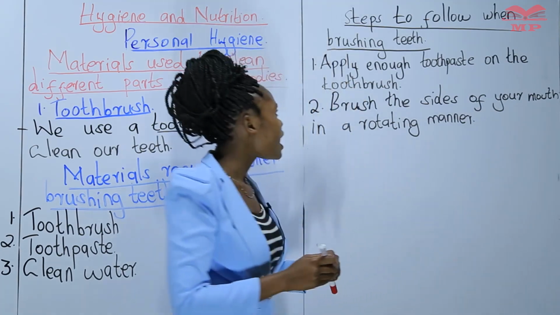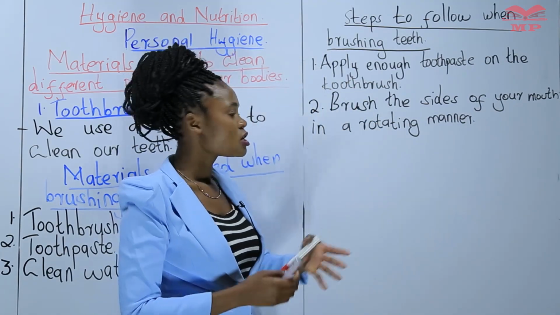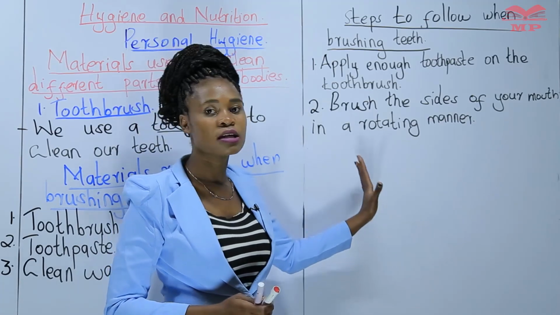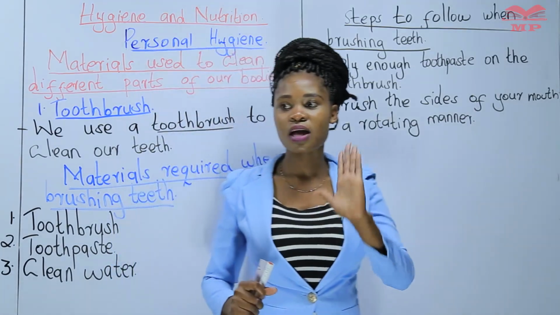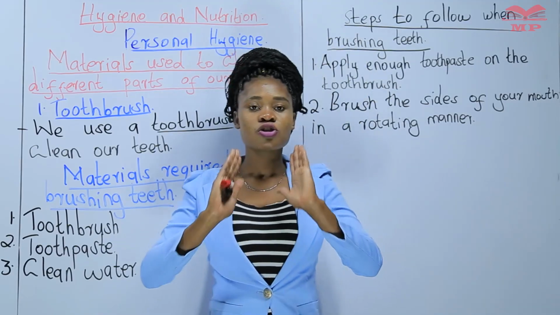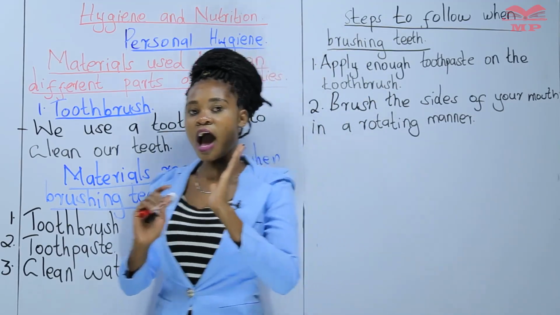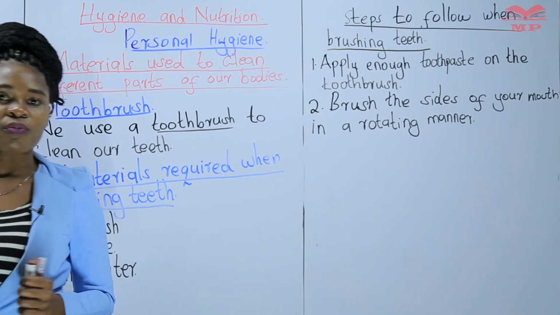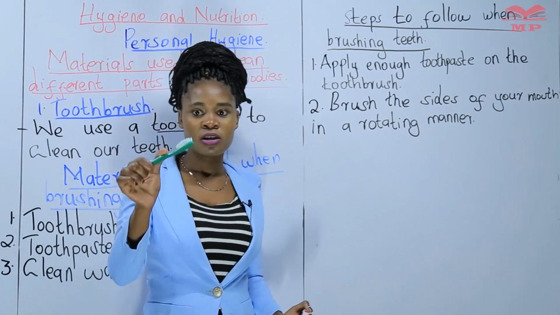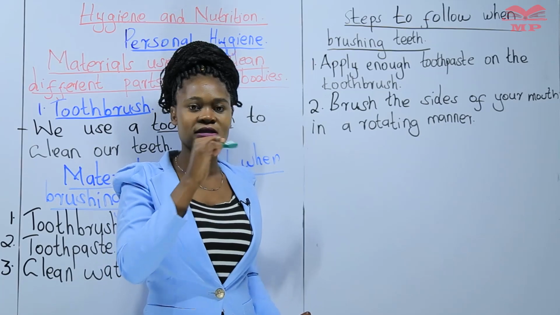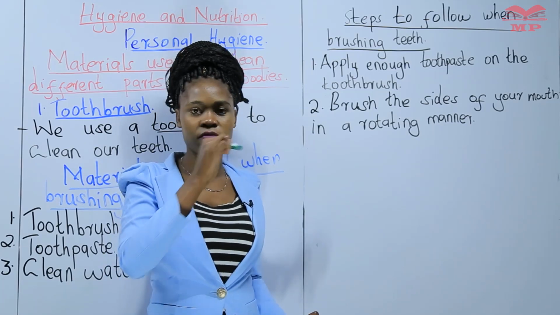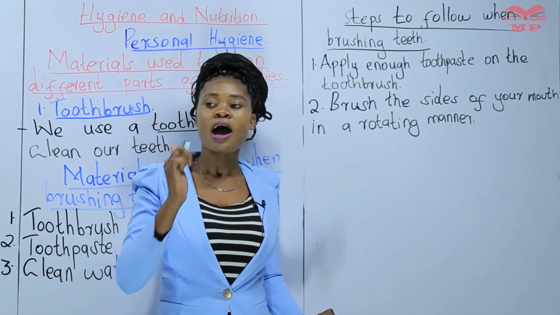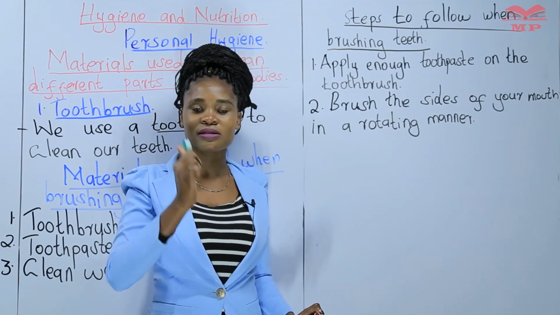So after you apply enough toothpaste on the toothbrush, you start by brushing the sides of your mouth in a rotating manner. The sides of your mouth are this side and this side. So you brush both sides in a rotating manner. Here is my toothbrush. This is how you brush it in a rotating manner. Brush this side and you brush the other side.